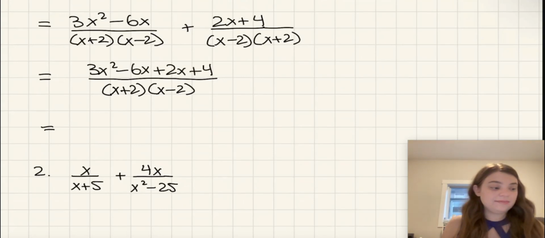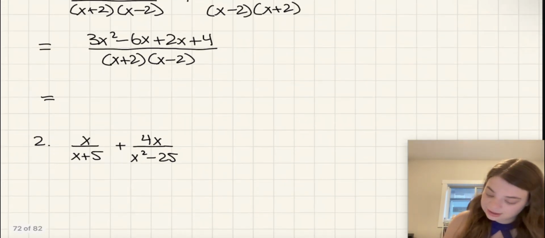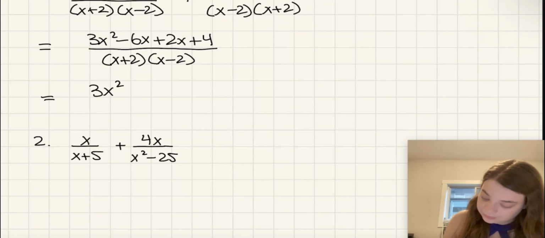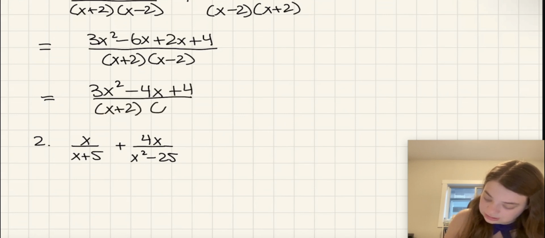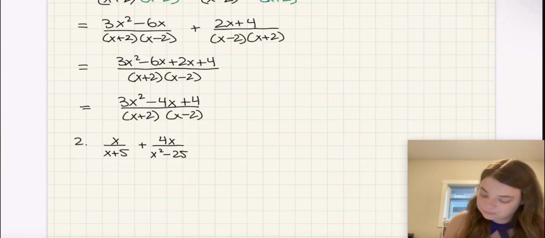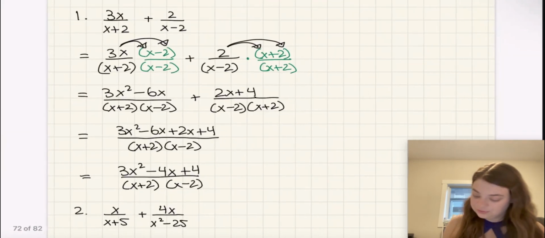Then for my last step, I'm just going to simplify the numerator. I notice I have negative 6x plus 2x, and that can be simplified to negative 4x. So my final answer is 3x squared minus 4x plus 4, and that's all over the denominator of x plus 2 times x minus 2. So there's our final answer for this one.